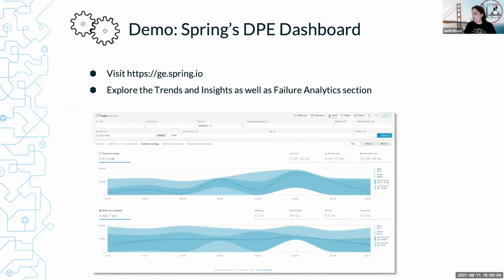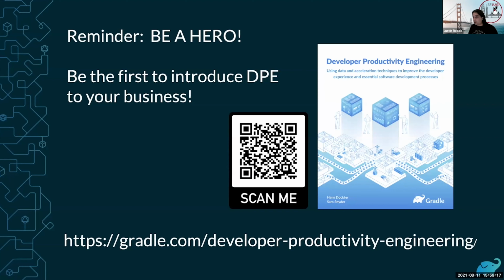I would suggest, we don't have time to go into this, but we've already shared this link. Please poke around in Spring's DPE dashboard, take a look at what they've done, pull down their source, if you want to go through some of the experiments that we mentioned before. We do have a book on this subject that's out on our website as well.